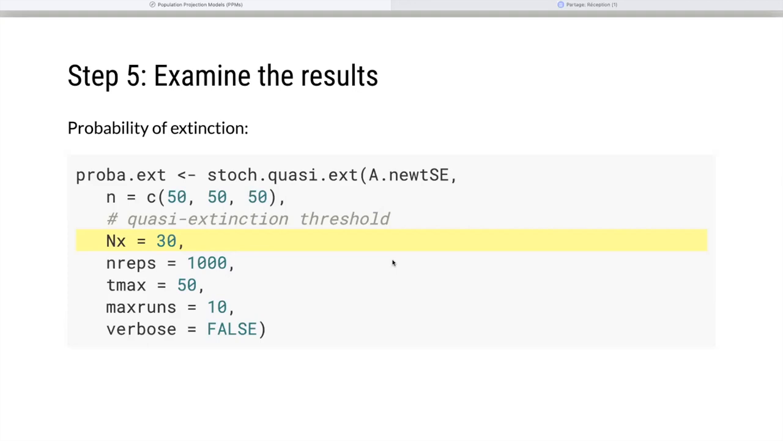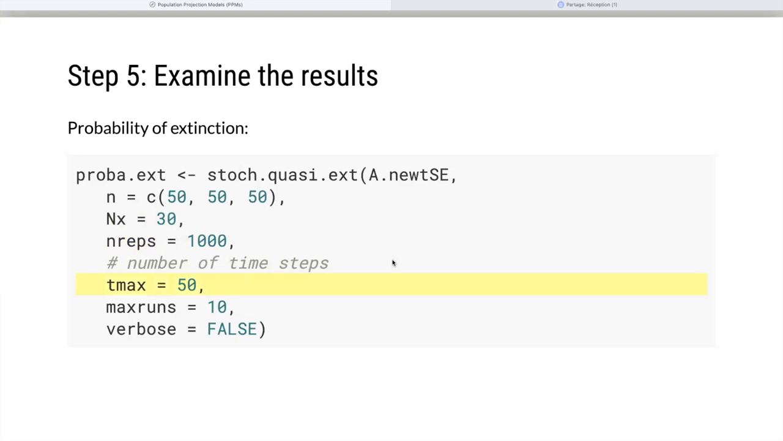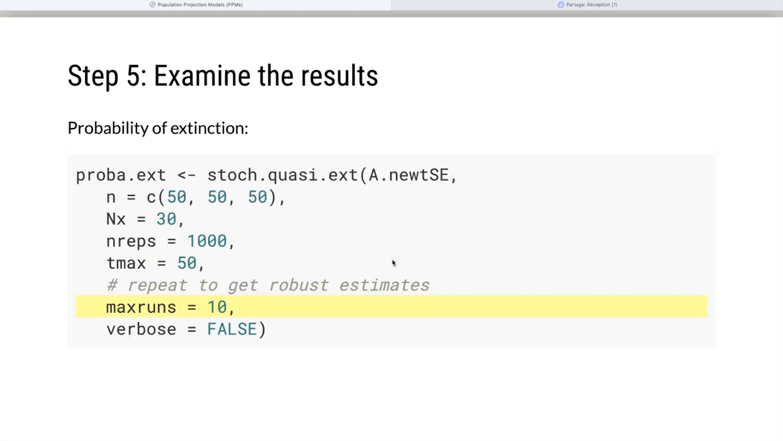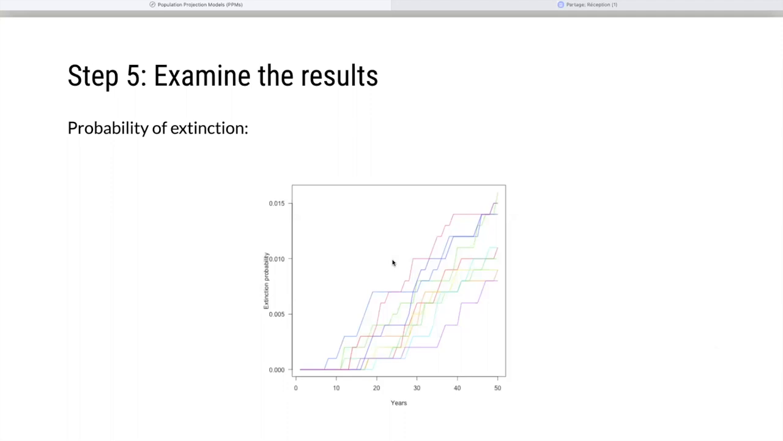We repeat this simulation 1,000 times over 50 time steps. So we project for the next 50 years. And we repeat that 10 times to get robust estimates of the distribution of extinction probabilities. The way that extinction probability is calculated is the same as with the count-based PVA. Over all the population trajectories that we simulate, we count the number that go extinct over the total number of populations at each time step.